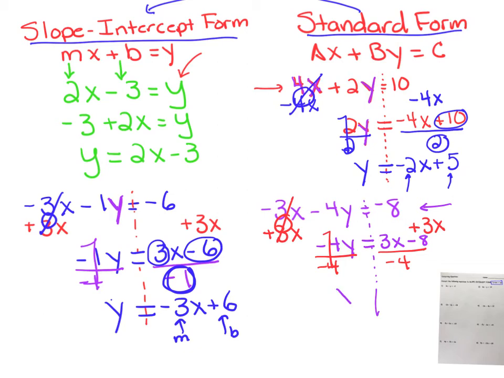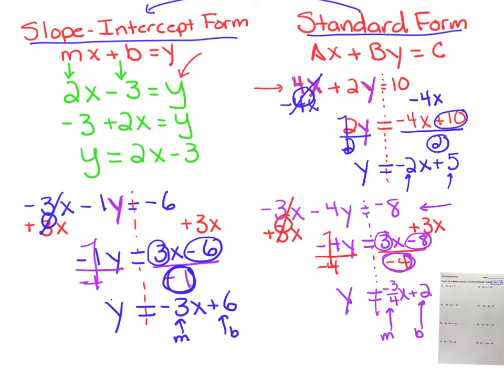We're left with y equals, well, 3 divided by a negative 4 can be just written negative 3/4 x. That's our slope. And negative 8 divided by negative 4 is plus 2, or positive 2. Our slope is negative 3/4, and our intercept is positive 2.